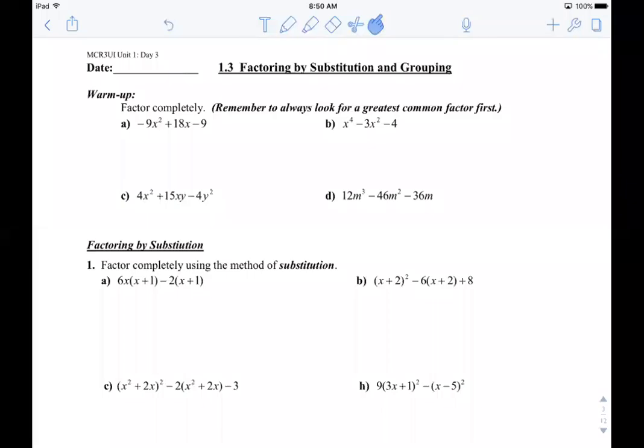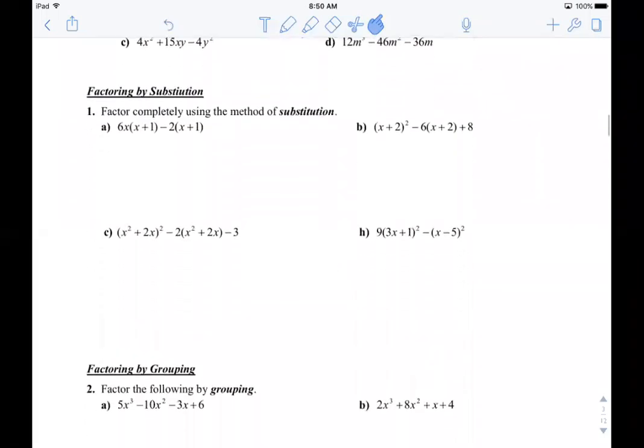Welcome to Unit 1, Lesson 3, where we're going to continue talking about factoring and discuss two new methods, substitution and grouping. But take a few minutes and first try the warm-up activities at the top of this note, and then use the completed version of the note to check your results.